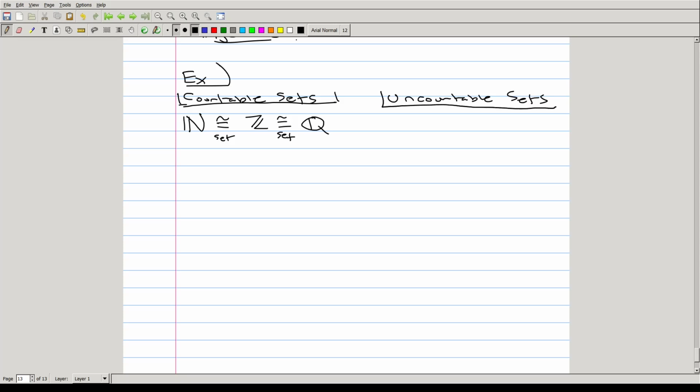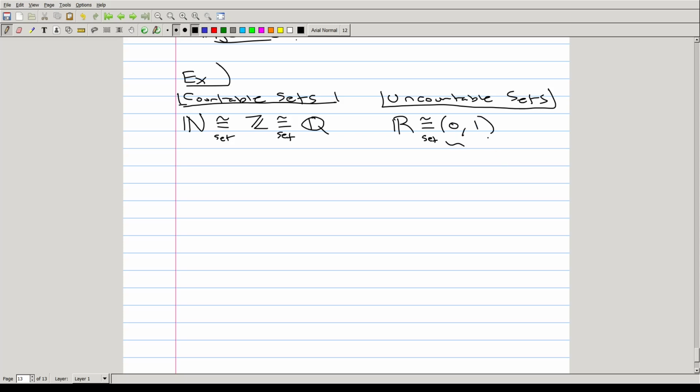If there are countable sets, there are also uncountable sets. The best example of an uncountable set that you're probably familiar with is the set of all real numbers. We'll be able to show that the set of all real numbers is actually uncountable. We'll prove this a little bit later on. We'll also show that this is set theoretically isomorphic, in bijection, with the interval from 0 to 1.